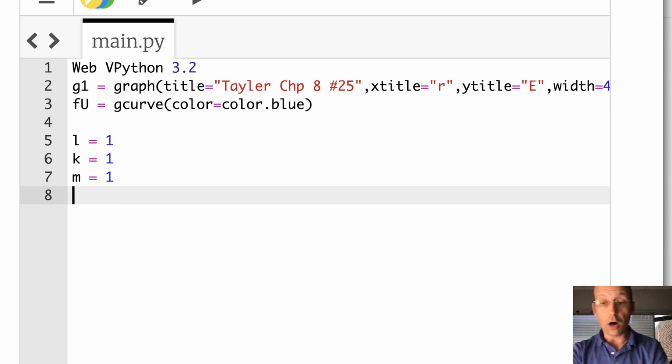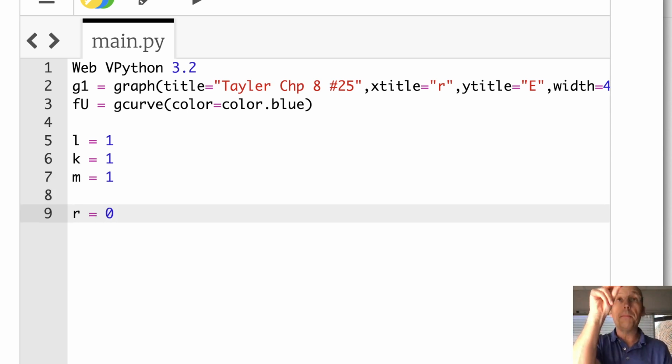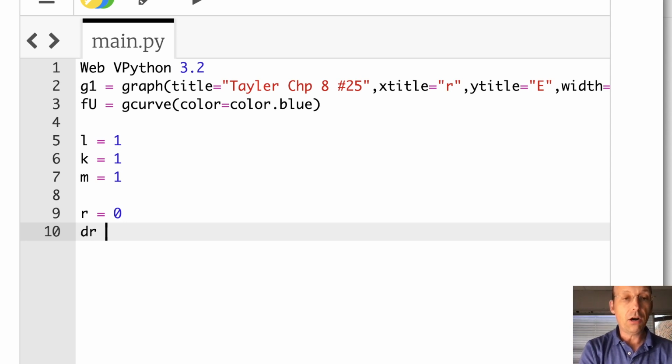What else do I need? R equals 0. I'm going to change the value of R. So now I need to pick, how do I change the value of R? Well, I need to pick a step size. Let's pick dr equals 0.1, and we can change that and make a better graph later. That's how big my step size is going to be.